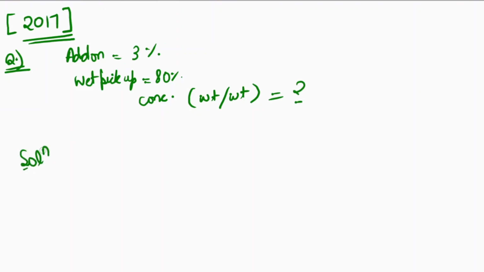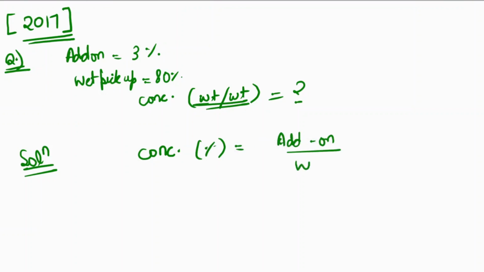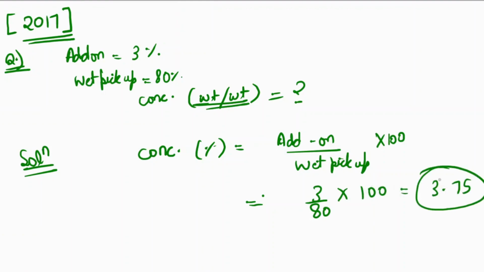If I talk about the solution for this, the concentration in weight per weight is asked. Then the concentration in percentage is defined as add-on upon wet pickup, into 100 percent, because it is asked in percent. So 3 upon 80 into 100% gives 3.75. So the concentration formula is add-on by wet pickup.